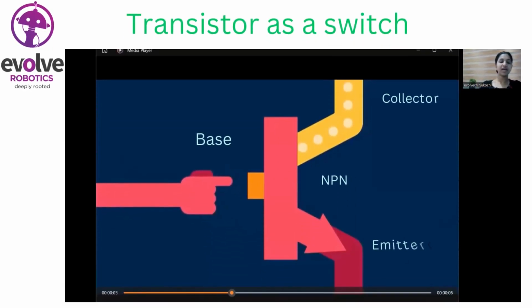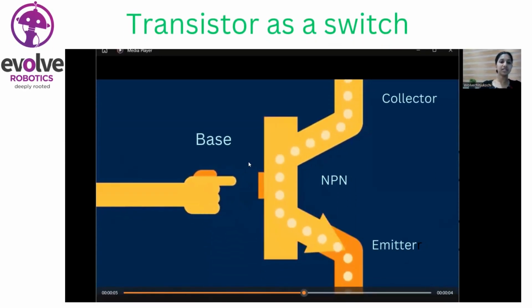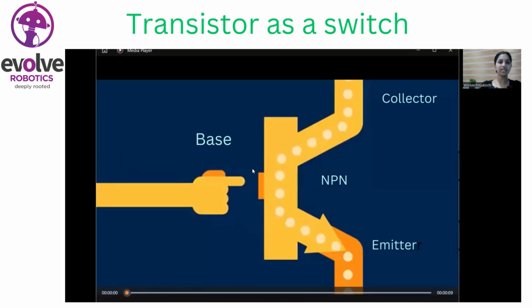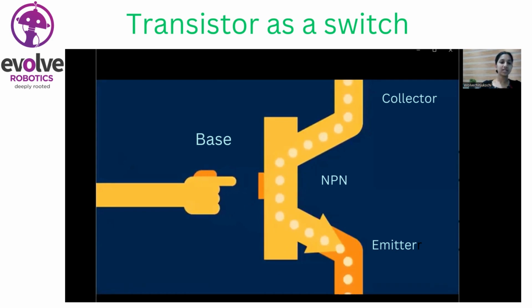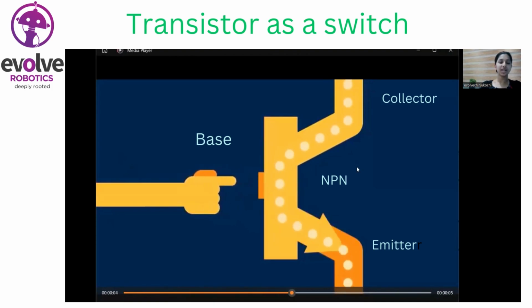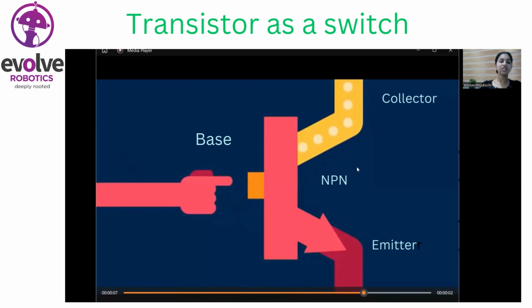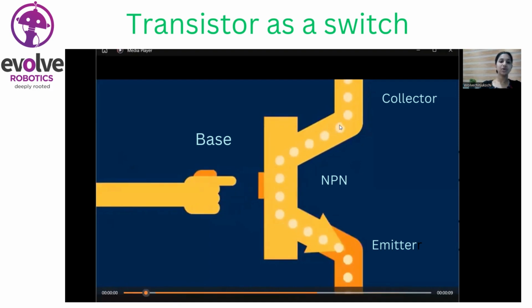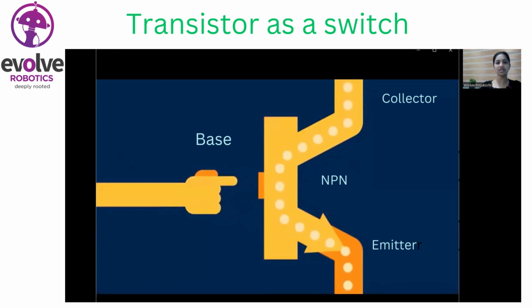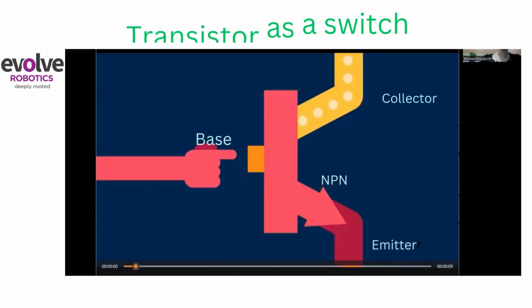Look at this GIF, and here the button expressed as X is just like our base. When we are giving a voltage to this, the transistor is on and there is a current flow from the collector to the emitter. And when the switch is open, then there is no current flow. So this is the basic working of a transistor, just like a switch in circuits.